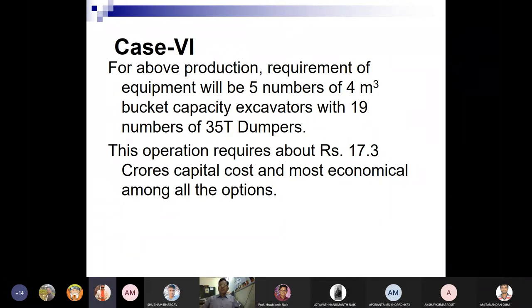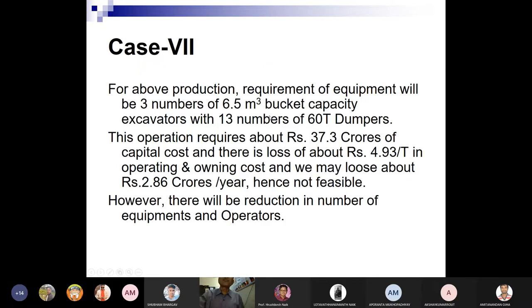For the sixth case, for the above production, the requirement of equipment will be 5 excavators of 4 cubic meter bucket capacity with 19 numbers of 35 ton dumpers. This option requires about 17.3 crores capital cost and is the most economical among all the options available.